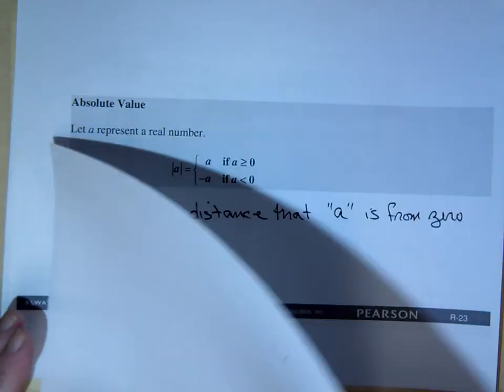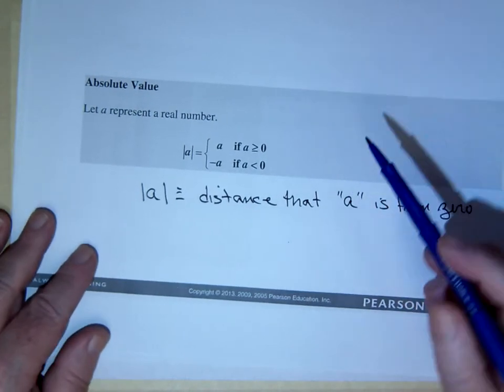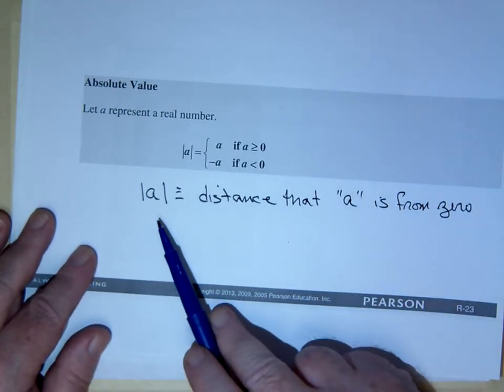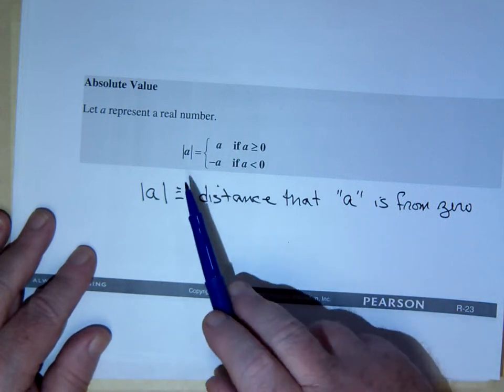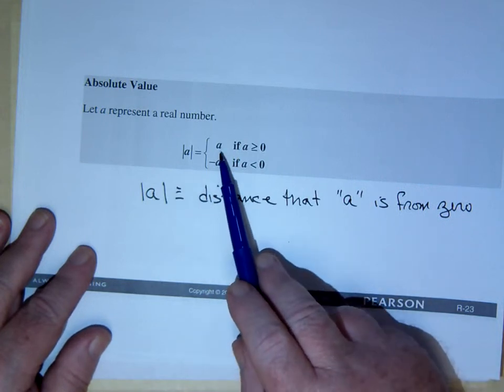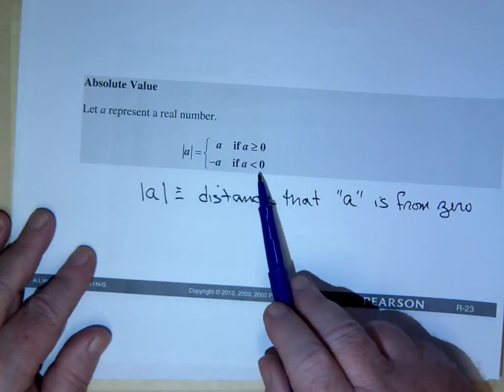The next topic that we're going to discuss is called absolute value. Now the absolute value of A is the distance that A is from 0. So here the absolute value of A is equal to A if A is bigger than or equal to 0, and negative A if A is less than 0.